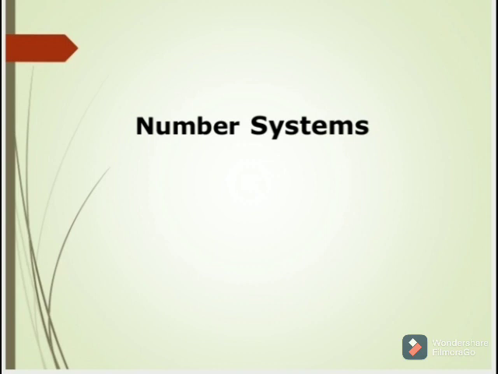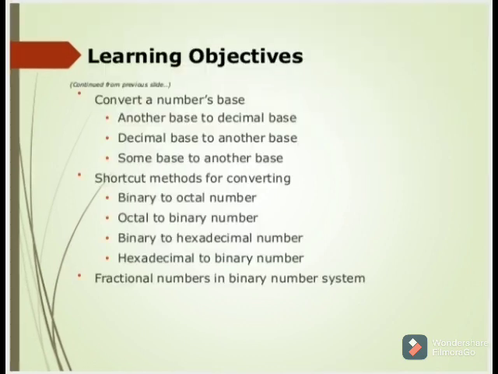But as you all know, computers do not understand our language. Computer only understands the binary digits, that is bits, and it is in the form of zeros and ones. So in this chapter we are going to learn about various number systems which computer can understand and what all are their conversions. So let's see the learning outcomes of this video.